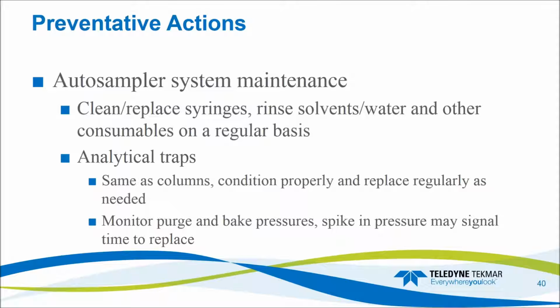In the case of purge and trap concentrators, it can help to track your pressures. So if you have a really consistent purge pressure, for instance, 6 psi over dozens upon dozens of samples, and then suddenly over 2 or 3 samples that rises to 15 or 20, that's a sign that you need to replace that trap.